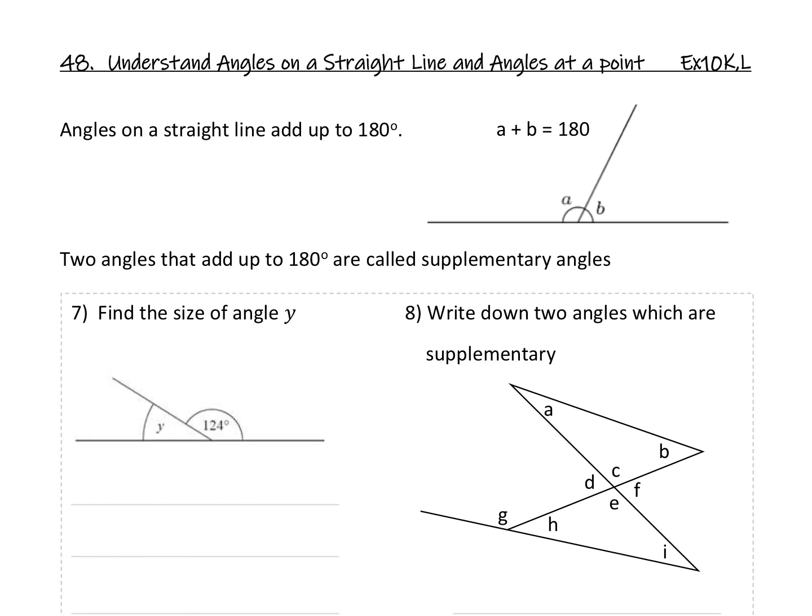Angles on a straight line add up to 180 degrees. That's half a turn, half of 360. So if we've got an angle A and B, together they make up a straight line, which is 180 degrees. And two angles that add up to make 180 degrees are called supplementary angles.